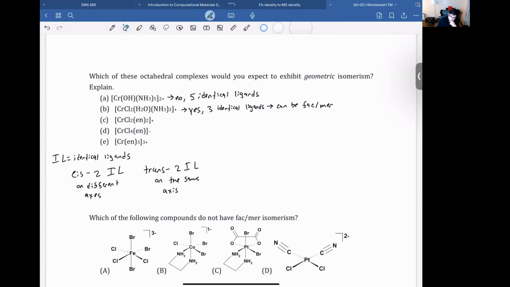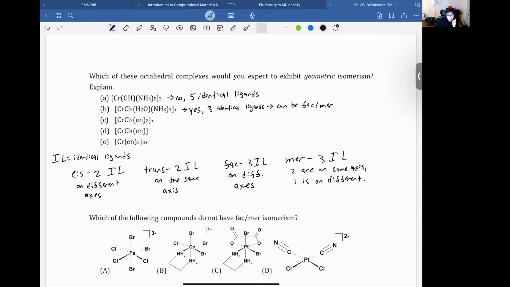If it is fac, you have 3 identical ligands on different axes. And if it's mer, you have 3 identical ligands where 2 are on the same axis, and then 1 is on a different axis from the other 2. So that is just the terminology here.